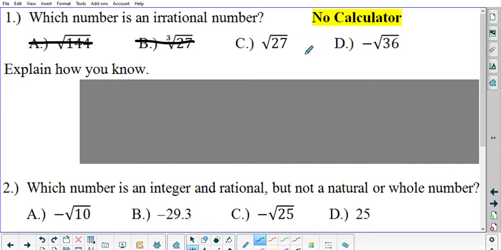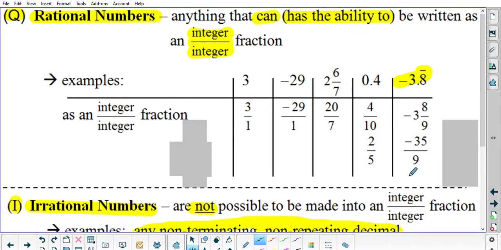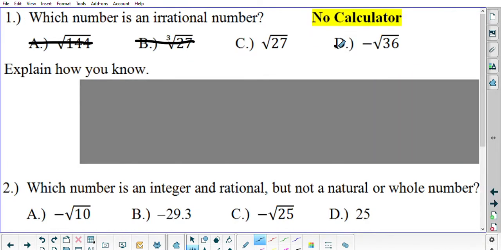But real quick, before I say the answer is choice C, let's look at choice D. The negative of the square root of 36. 36 is a perfect square, meaning the square root of 36 would give me 6. And so this would give me negative 6. That's not an irrational number. Negative 6 could be written as a fraction. That's a rational number, not irrational. So, forgive me, I went the wrong way. That is not going to be an irrational number. So, lo and behold, it is choice C.